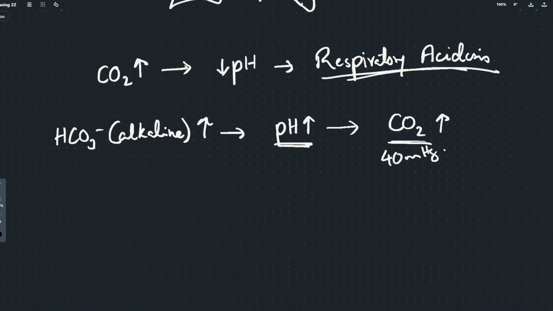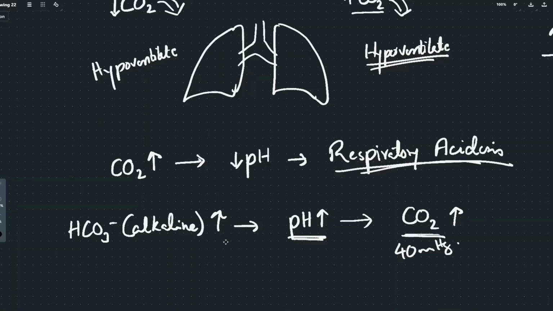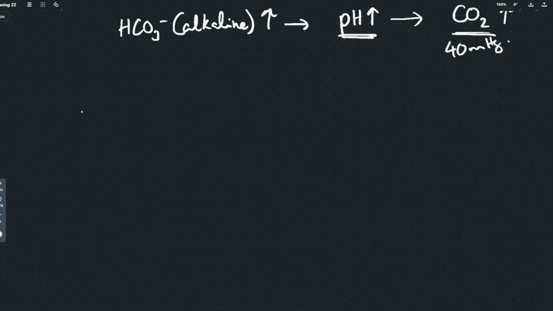Okay, so let's move forward. Now we have CO2. Let's suppose CO2 is produced due to oxidation of carbohydrates or whatever, or maybe due to any acid that has raised CO2, right? So this CO2 must be exhaled out.